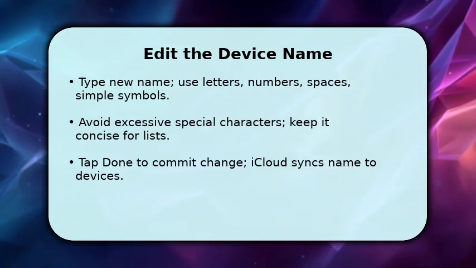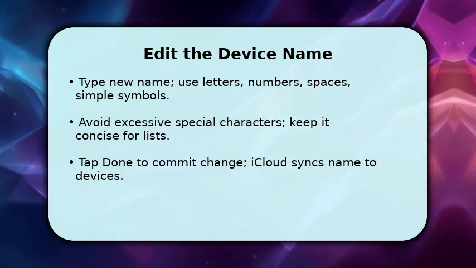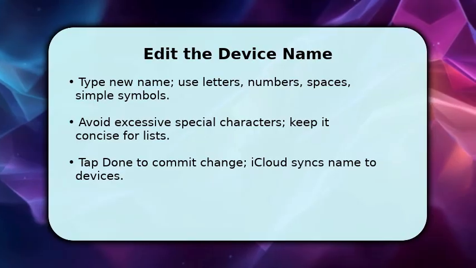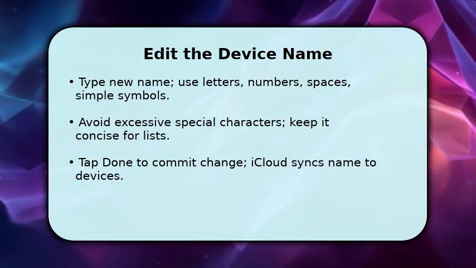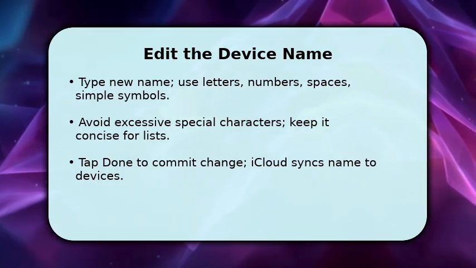Letters, numbers, and common symbols are fine because device lists and networks read plain text best. Make it short so it displays fully in menus and AirDrop. Long names can truncate. After typing, tap Done in the keyboard or the screen to save.